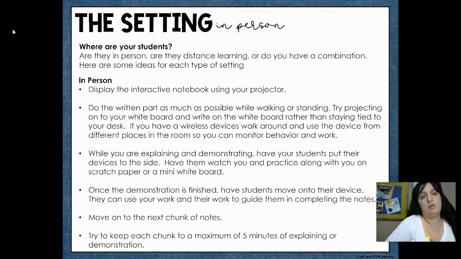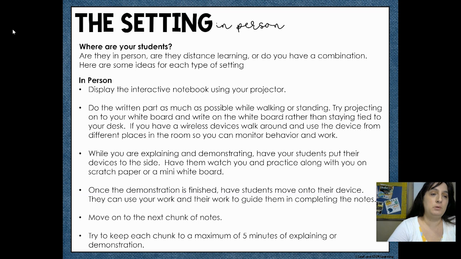So the first thing to think about when you're deciding how you're going to teach with it is what is the setting? Are your students with you in person? Are your students learning virtually? Are they distance learning? Or do you have some of both, where you have a group of students that's in person with you, as well as students that are simultaneously distance learning with your in-person students at the same time? So let's talk first about in person.